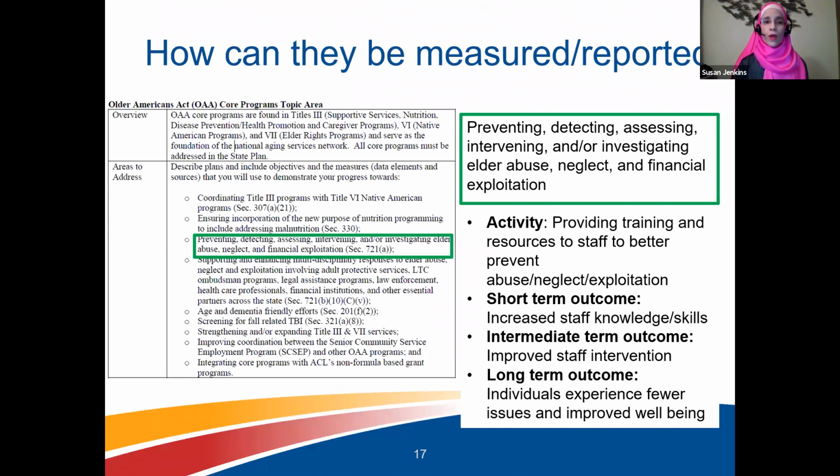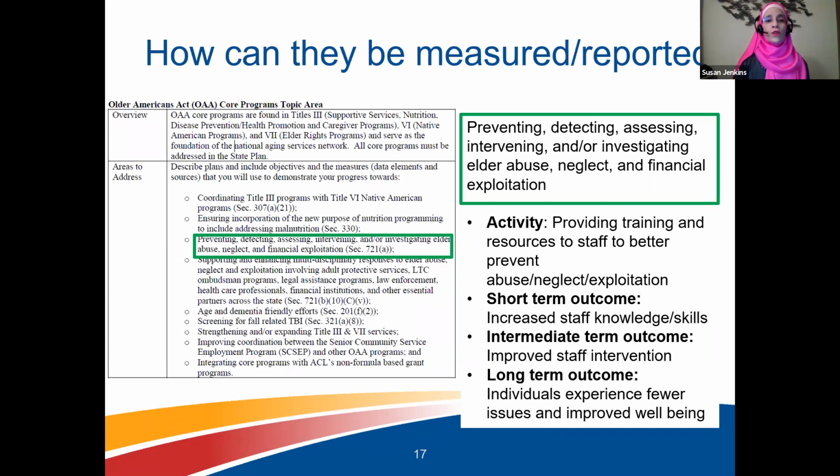Another way to think about how services can be measured and reported: this slide on the left-hand side is part of one of the topic areas in the guidance. In the green box highlighted, it says preventing, detecting, assessing, intervening, and/or investigating elder abuse, neglect, and financial exploitation. So given that that is an area that you're working in, you can think about it this way. This is another way to think about how you get to outcomes and how you then define them and measure them from there.